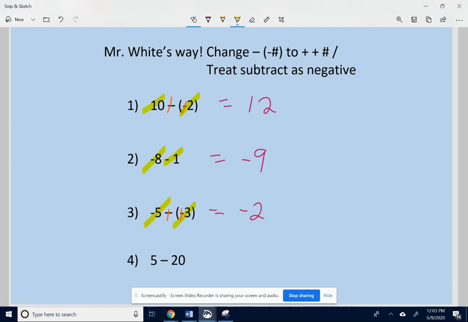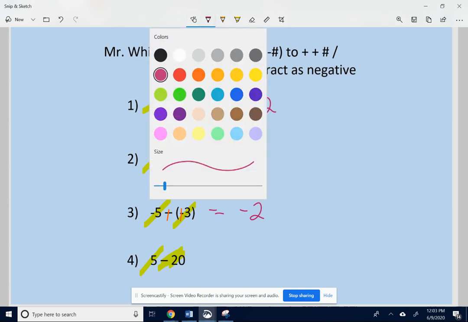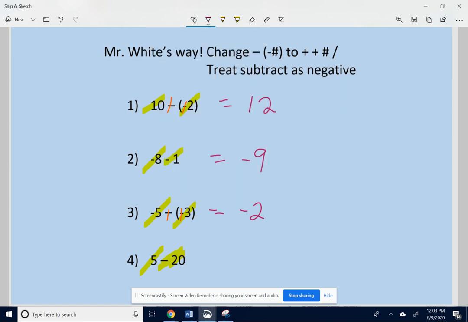Okay, last problem, 5 minus 20. I'm just going to think of that as a 5 and a negative 20 added together. You have a positive 5 and a negative 20 added together. And you know that when you add a negative and a positive, you subtract and keep the bigger sign. 20 minus 5 is 15. The bigger number is negative, so it's negative 15.